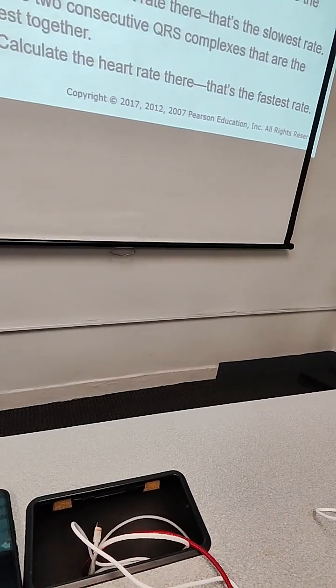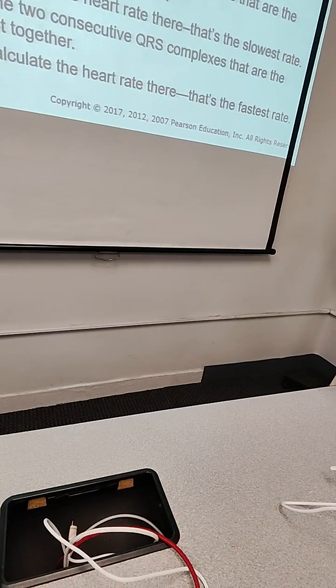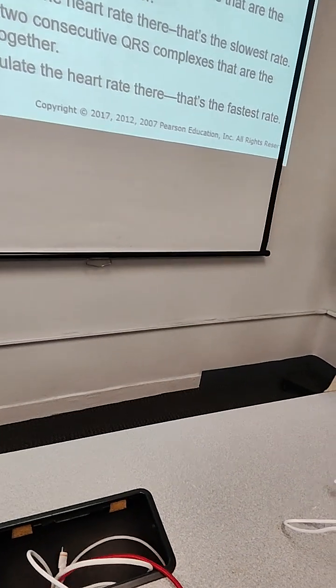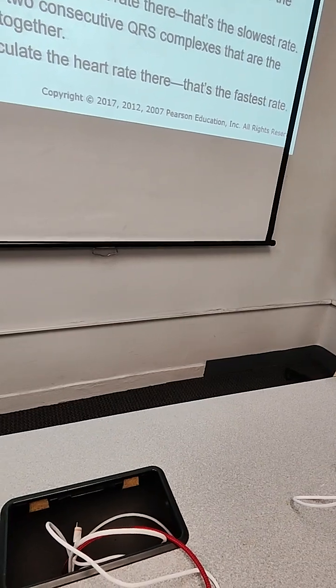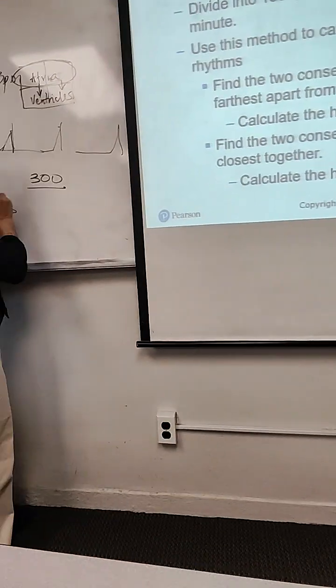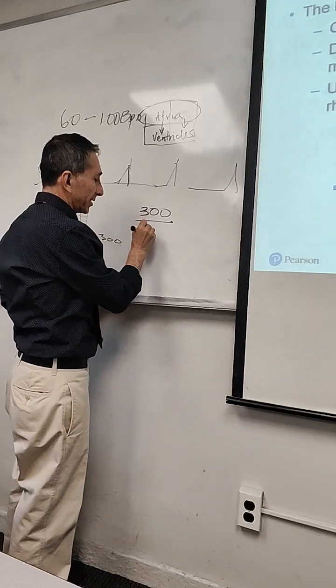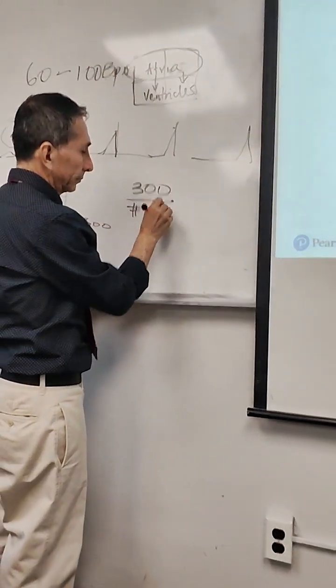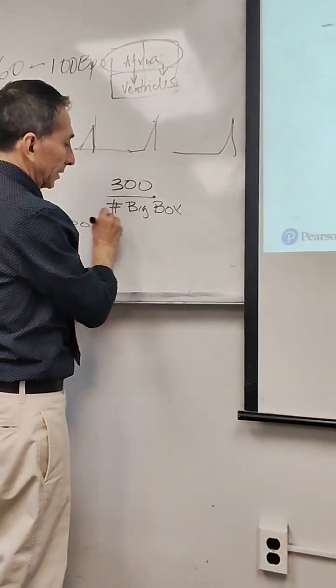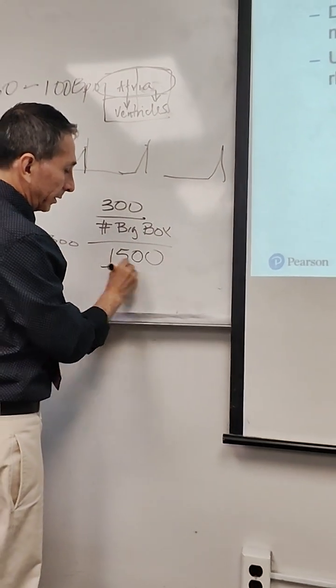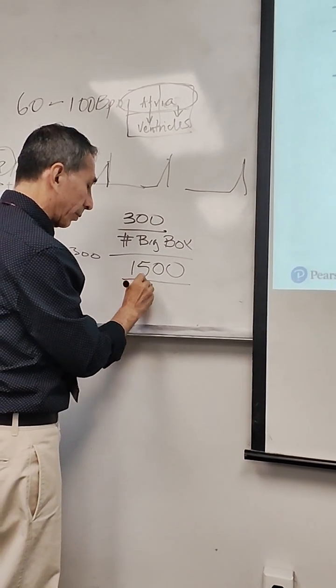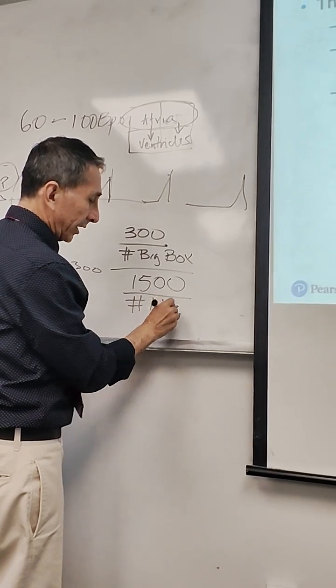So let's say that we are going to determine now how to calculate. What we're going to do is, instead of using 300 divided by the number of big boxes, we're going to divide 1,500 by the number of little boxes. Makes sense, right?